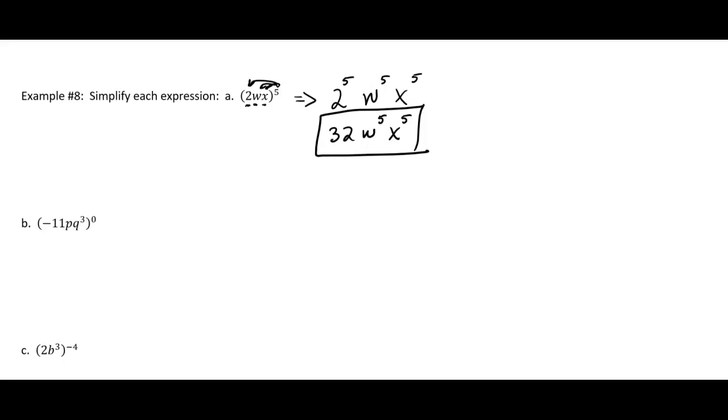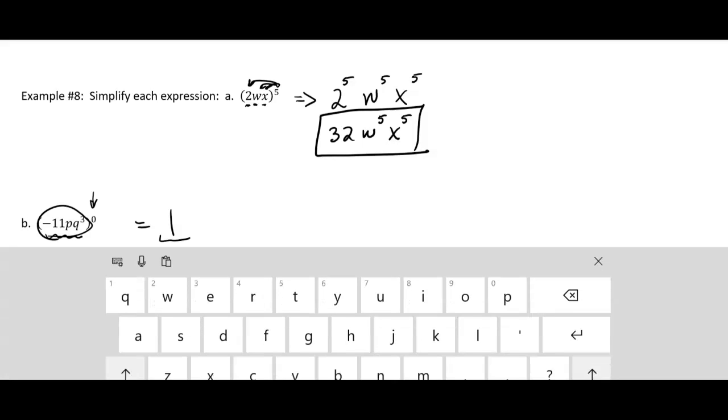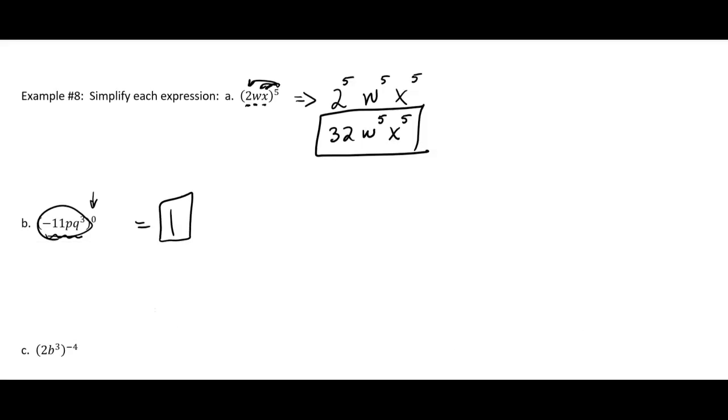All right, this next example is kind of different. They've got this negative 11pq cubed, and all of that is to the power of 0. Well, what happens if you have something to the power of 0? It just equals 1. Now, if you're like, well, that seemed a little too easy, I don't like that answer, you could make it more complicated.